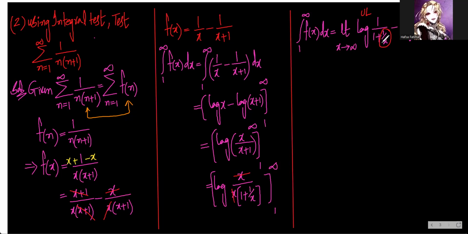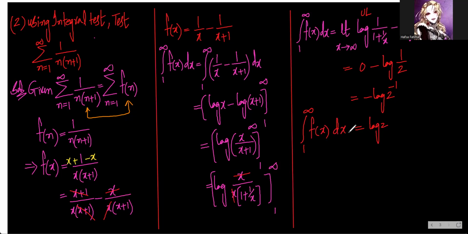So if it is 0, 1 plus 0 is 1, 1 by 1 is 1, means log 1 की value, this is nothing but 0 minus log of, here what you will get, 1 by 2, which is equal to minus log of 1 by 2 can be written as 2 power minus 1. And by the log x rule, minus will come in front, minus into minus is plus, it is log 2. किसकी value log 2 है? Integral 1 to infinity f of x dx is log 2. Log 2 means it converges, approaching some answer.